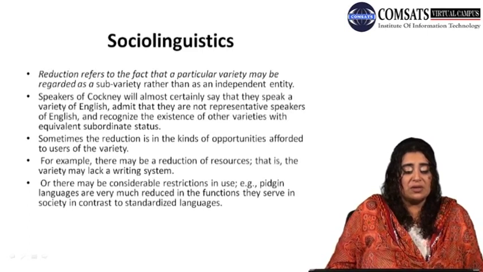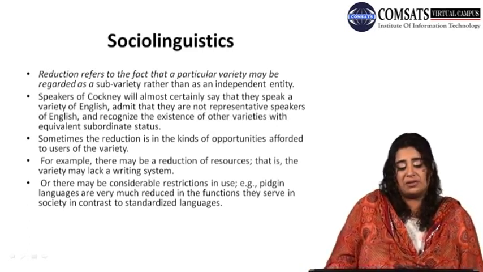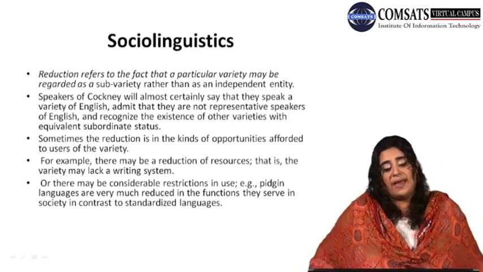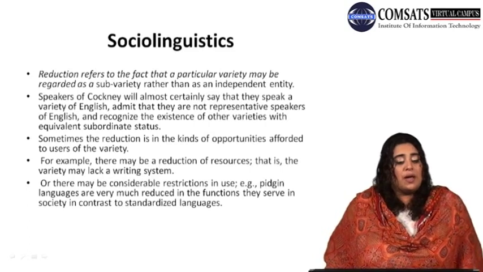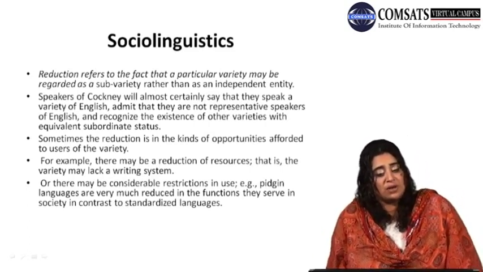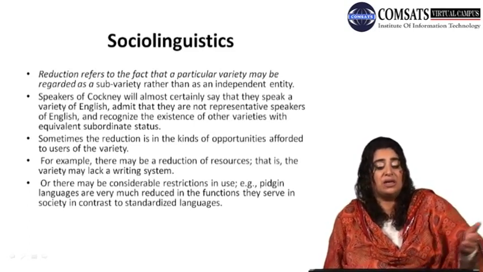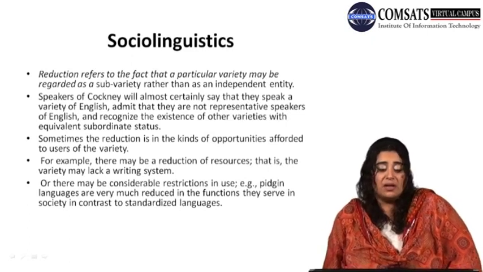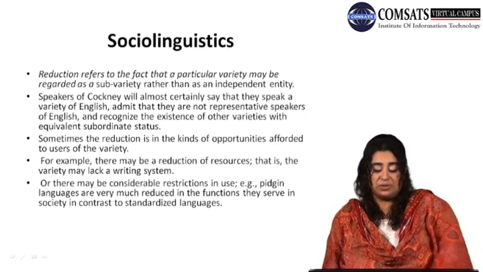Sometimes the reduction is in the kind of opportunities afforded to users of the variety. For example, there may be a reduction of sources, that is, the variety may lack a writing system, or there may be considerable restrictions in use. For example, Pidgin languages are very much reduced in the functions they serve in the society, in contrast to standardized languages.